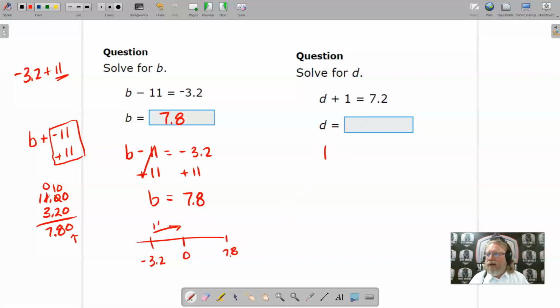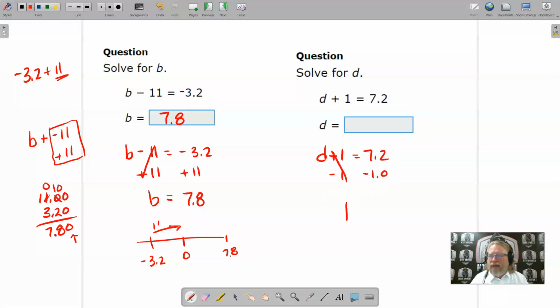On the next one, we have d plus 1 equals 7.2. So it's related by addition. So let's use subtraction. Let's subtract the 1. That's what we're trying to get rid of. And what we do to one side, we have to do to the other. I'm going to put a decimal here so that lines up there. We can see that when we get to it.